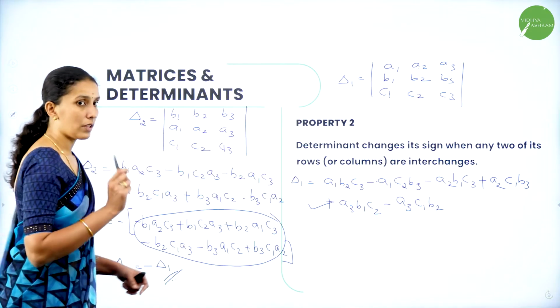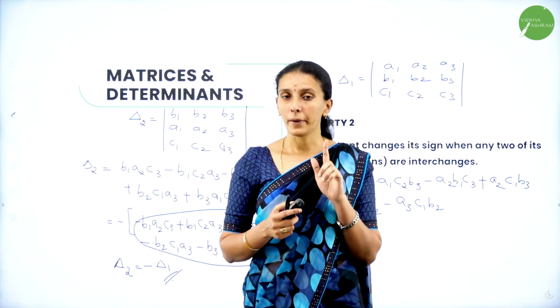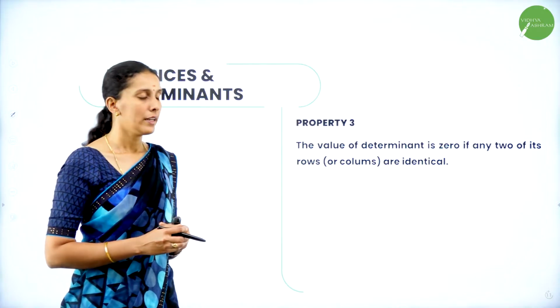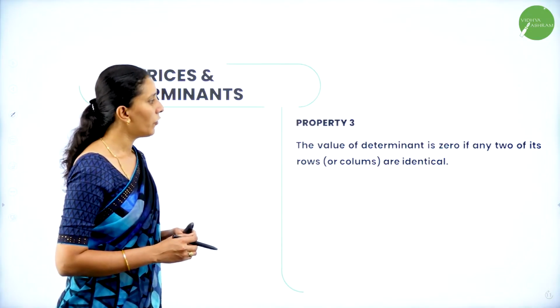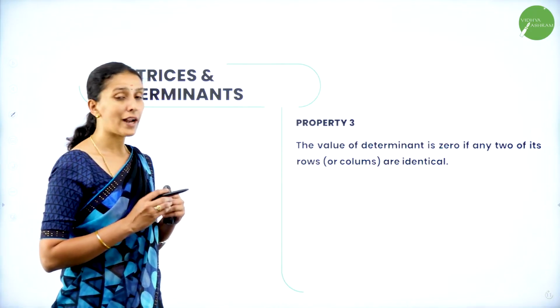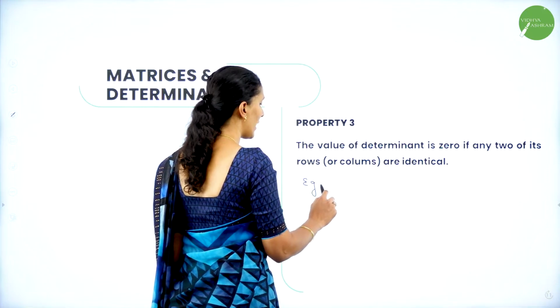So that's what the property says. The value of the determinant is the same, but the only thing is the sign changes here. Now, next property: the value of the determinant is 0 if any two of its rows or columns are identical. Let me explain this with an example.